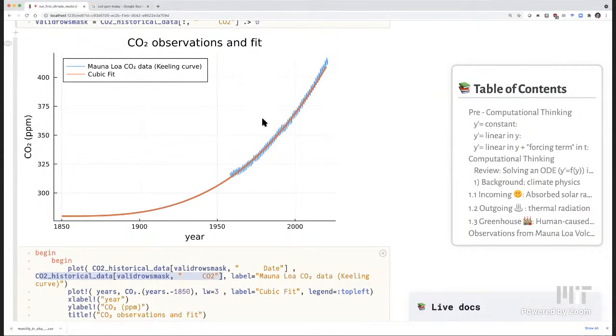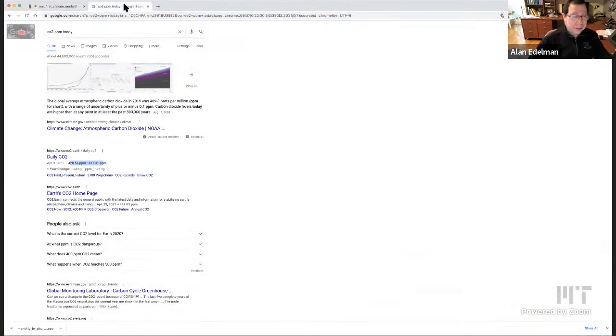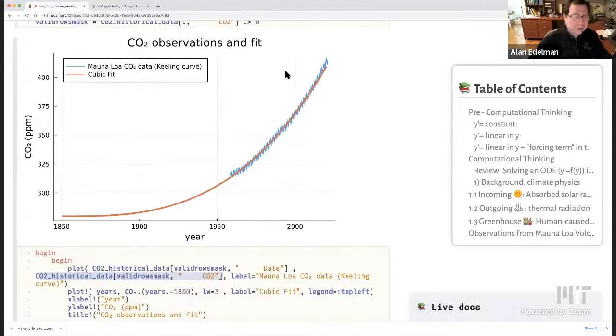Which is quite scary if you think about it, actually. It's very scary. But you knew that it was hitting the 400s now, right? If I'm reading this properly, it's something like 417 or 420 today, which is pretty much what you're seeing here.